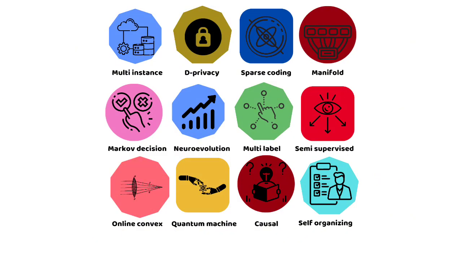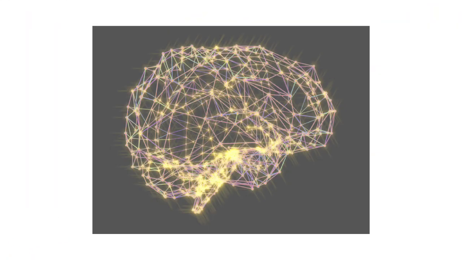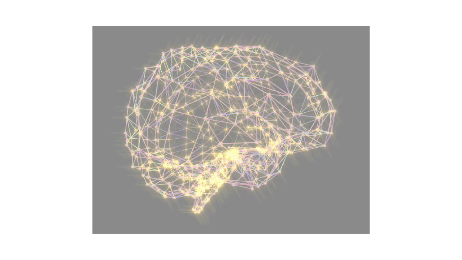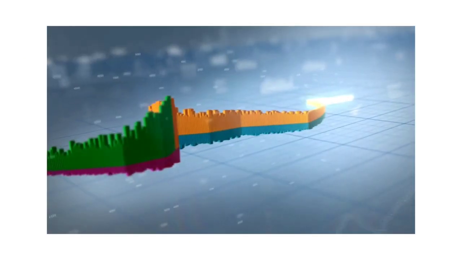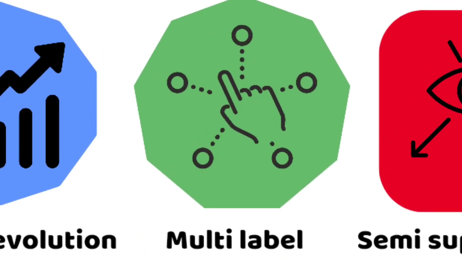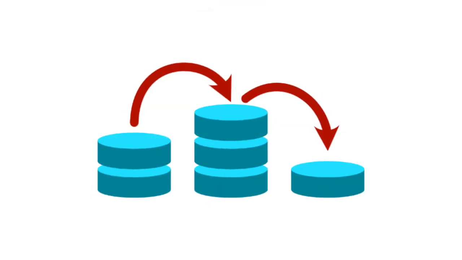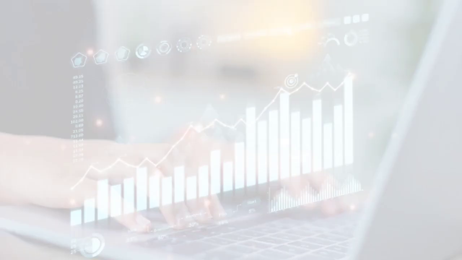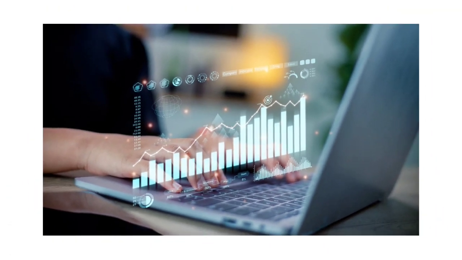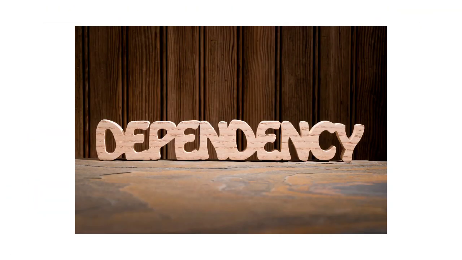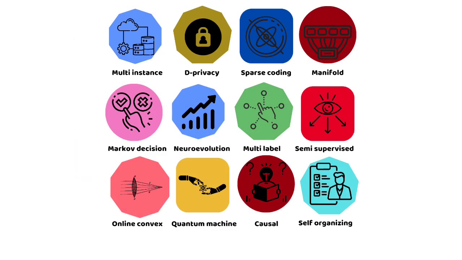Neuroevolution. This method allows neural network construction and optimization to be done automatically by using evolutionary algorithms to evolve neural network structures or parameters. Multi-label learning. This technique uses datasets in which an example can be in more than one class at once, necessitating the use of specific algorithms to manage the label dependencies and correlations.